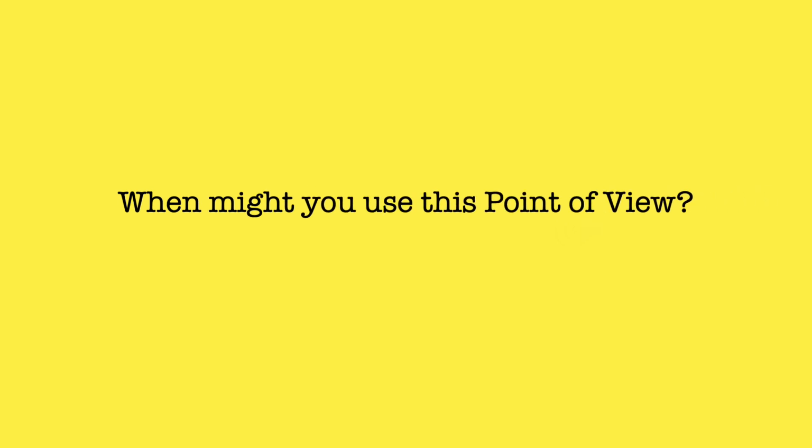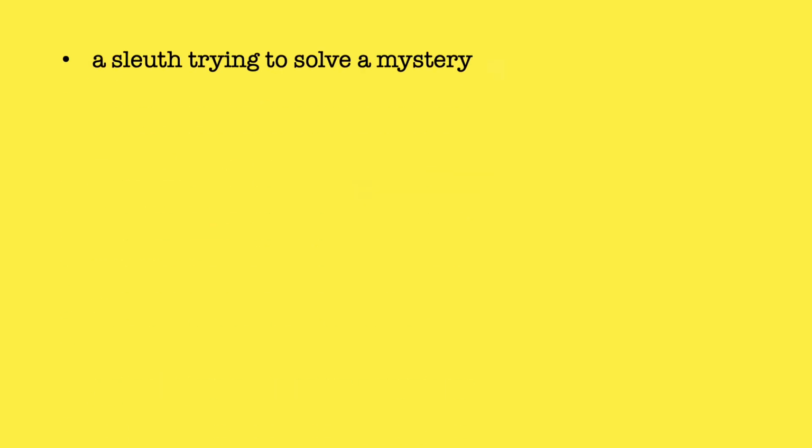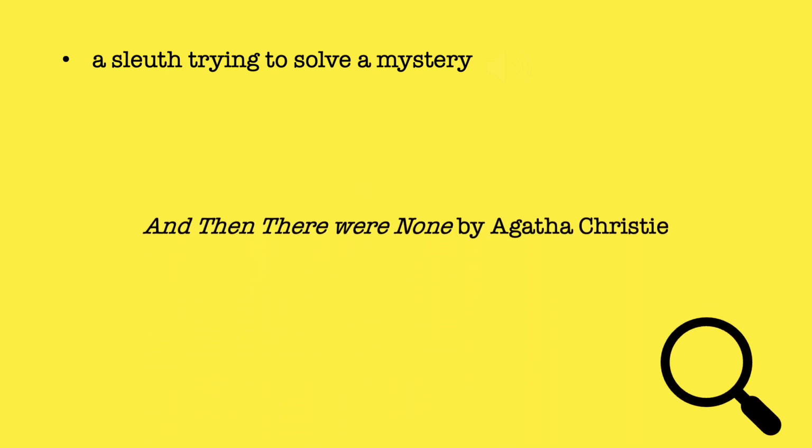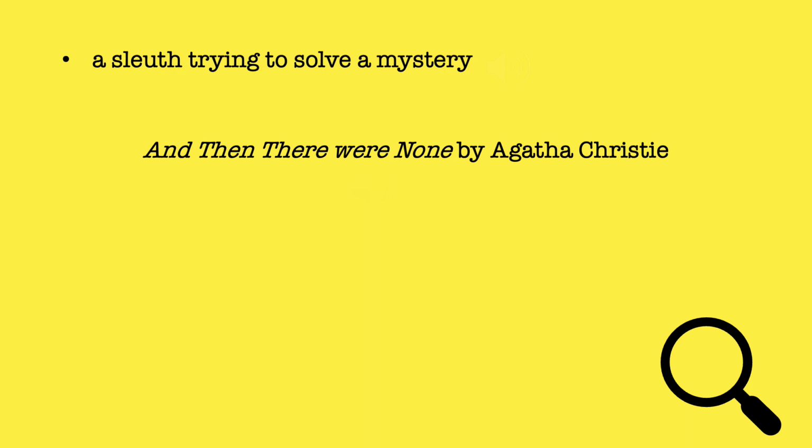So, when might you use the omniscient point of view? The easiest way to explain this point of view is to give you some examples. Perhaps you have a sleuth trying to solve a mystery. With the omniscient point of view, you can decide how much your characters know, and this can be used to create suspense. Agatha Christie's And Then There Were None utilises this point of view, and as a result we know all the characters' fears and dirty secrets. In addition, because the narrator in this case is objective or unbiased, the reader has a chance to decide themselves whether the anonymous narrator is correct in their assumptions or not.